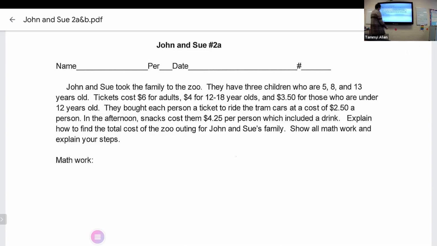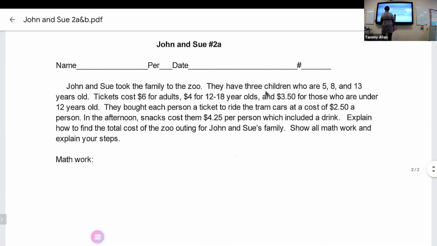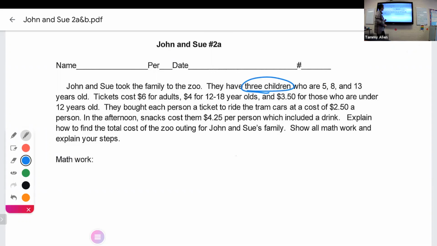And what did you circle? 3 children. John and Sue. Why did you circle John and Sue? Because it's two people. Yes, that indicates the two people. Thank you.